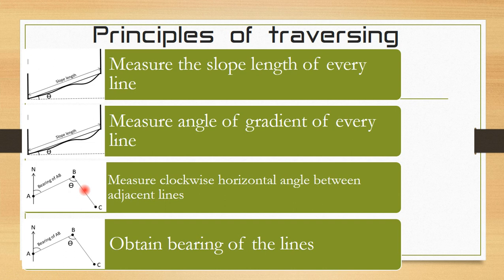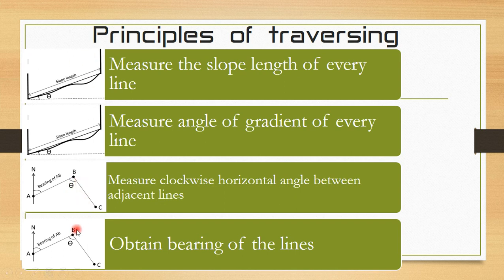And also you measure the clockwise horizontal angle between the adjacent lines. Normally when you are conducting the survey, you have several lines that are connected together, and the angles between those lines are supposed to be measured. Whether it's a linking traverse or a closed traverse: if it is a closed traverse, then you are measuring the internal angles. But if it is a linking or connecting traverse, you are measuring the angle of deflection in this case.